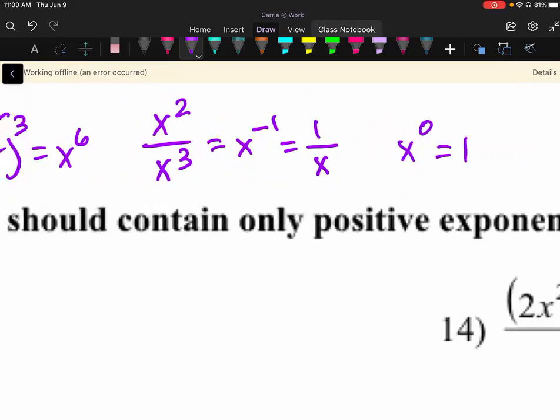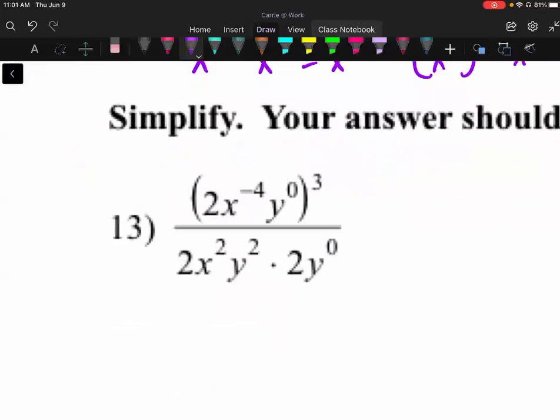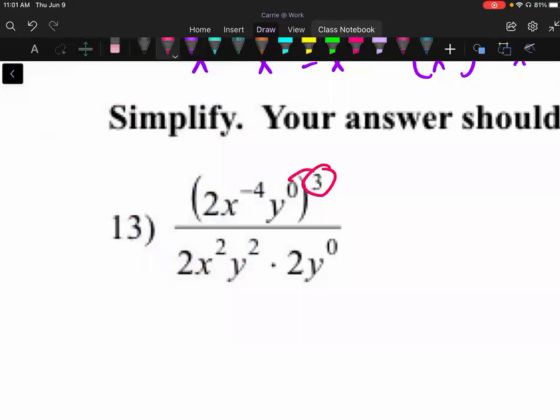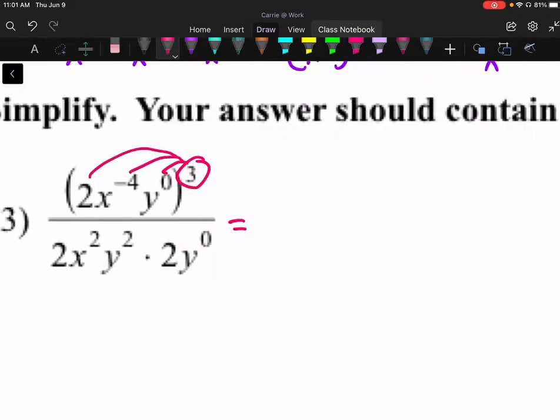There are multiple routes that you can take, so there's not just one way that you can do these. First thing that I want to do is I do have a 3 on the outside of this one, so we are going to distribute the 3 first. You can do it in any order you want, but I just like to do this first. This is 2 to the 3rd, x to the -12th, and then still y to the 0. And let's just rewrite our bottom.